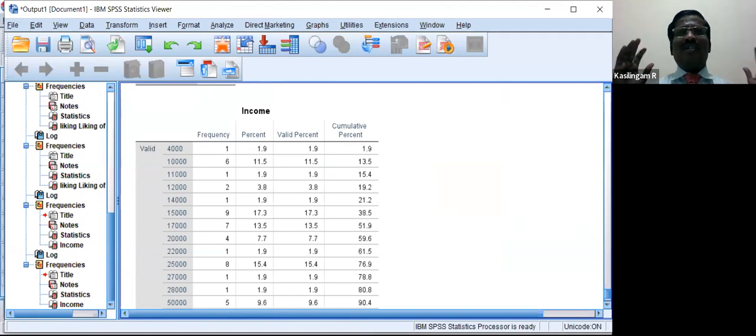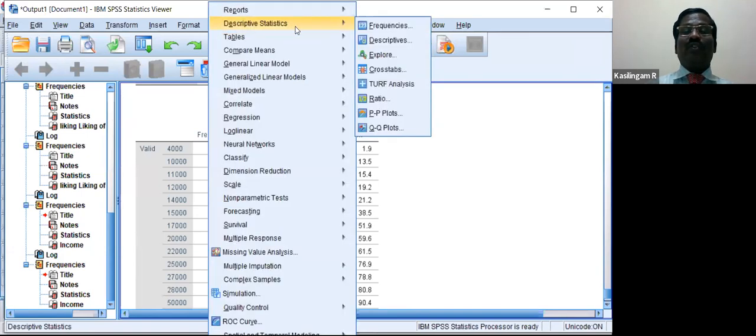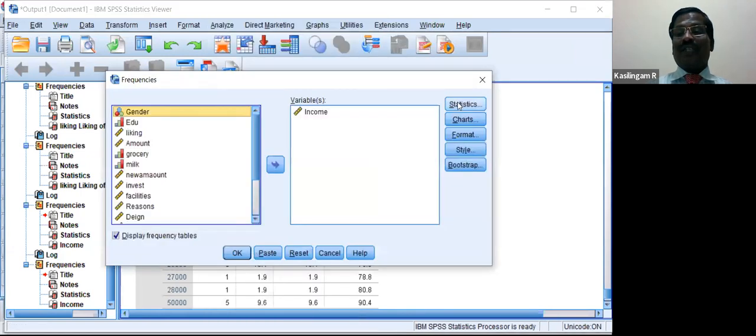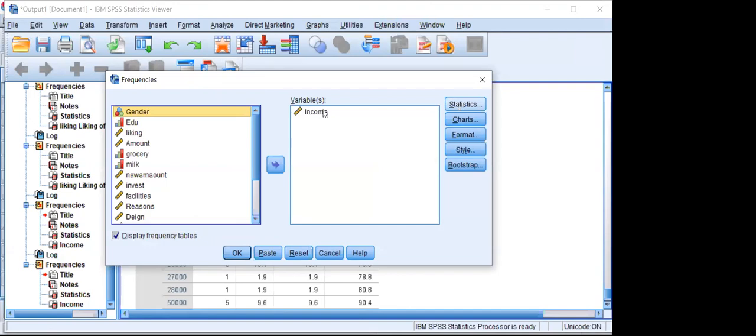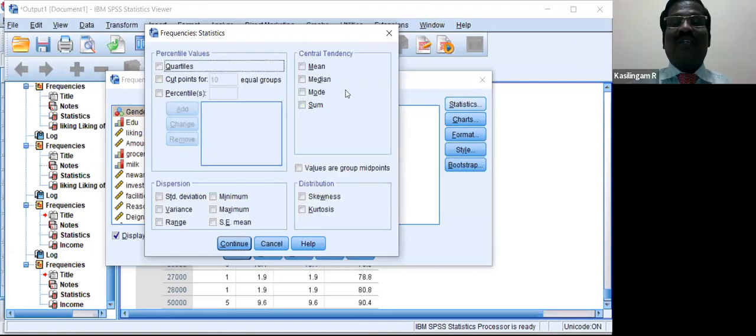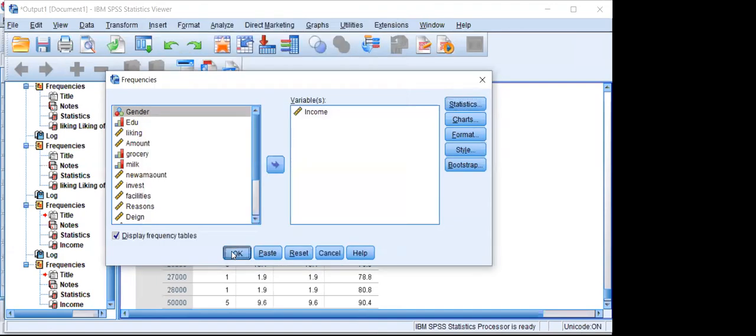So we cannot come to any conclusion. We cannot derive any meaning. Now let me use the mean as madam has stated. Statistics, where do I have to go, madam? Statistics, mean. So now here mean. Continue.